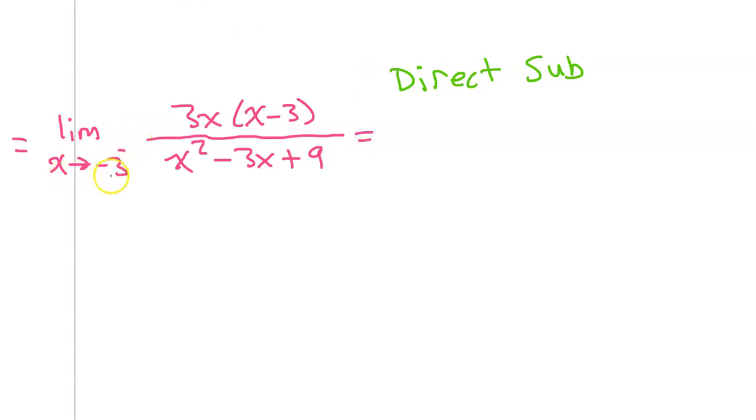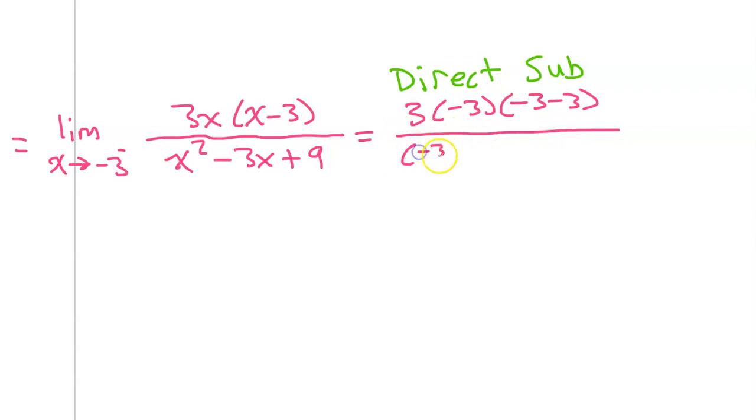So x is approaching -3 from the left, but that means we can go ahead and substitute -3 for x. So in the numerator, we get 3 times -3 times -3 minus 3. In the denominator, we have -3 squared minus 3 times -3 plus 9.